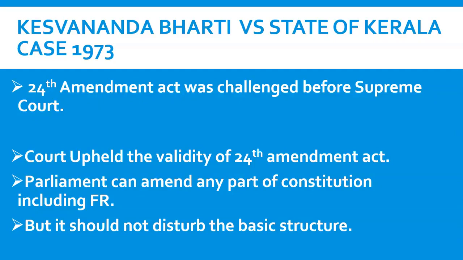So friends, the Kesavananda Bharati versus State of Kerala case came in 1973. And what happened in this case? The 24th Amendment Act was challenged before the Supreme Court, along with some other things. But what did the Supreme Court do? This time the Supreme Court upheld the validity of the 24th Amendment Act. It means the Supreme Court said that okay, this Amendment Act is okay. It is not unconstitutional. It is purely constitutional. So it upheld the validity of the 24th Amendment Act.